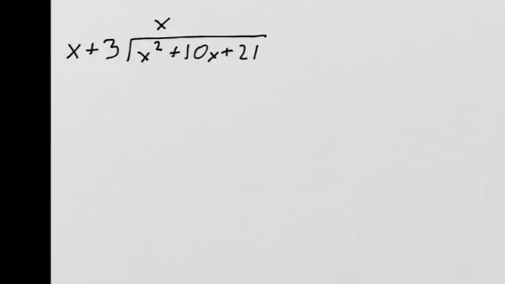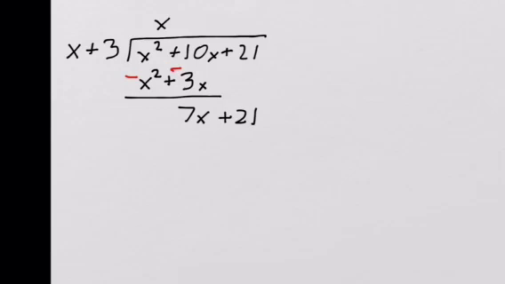And now, just like you did with whole number long division, we'll multiply that x by the x plus 3. So we get x squared plus 3x. And now we're going to subtract that, so I'm just going to change all of the signs. So we end up getting 7x, and I'll bring down the 21.